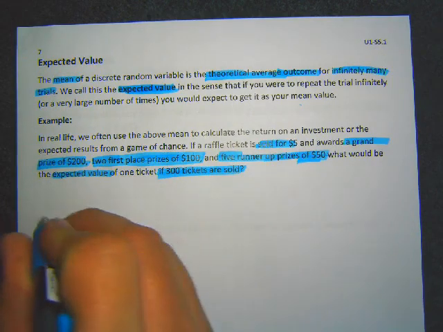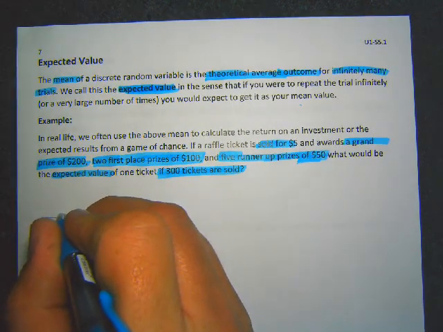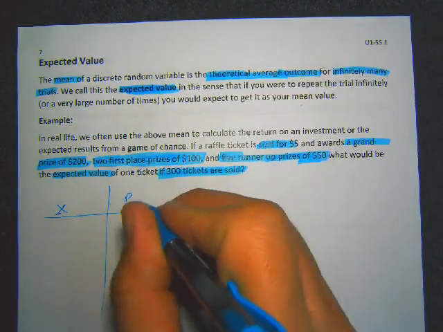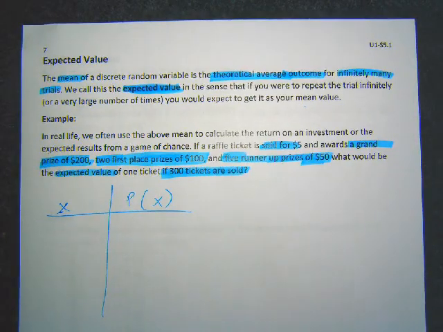We're going to go ahead and make our own chart. We're going to have our values, so basically the x, the results, and we're going to have the probability of each value. What's the probability likelihood of each value? So first off, I think about my results.